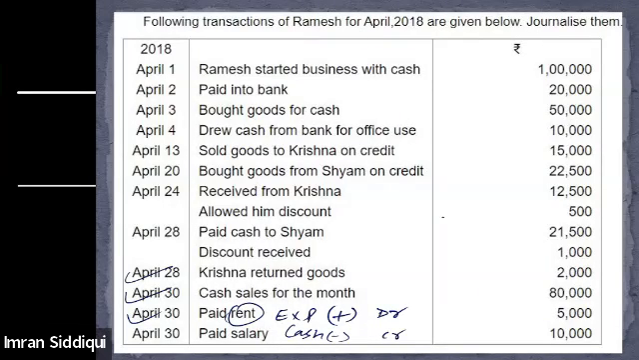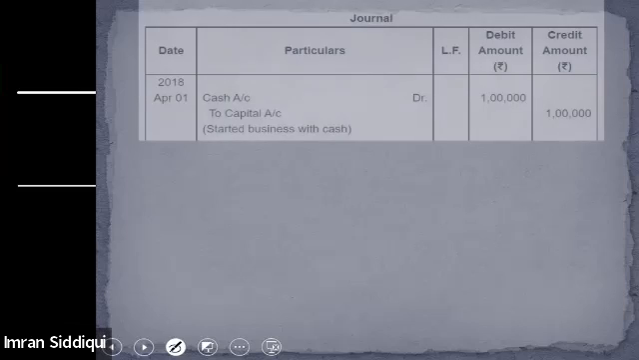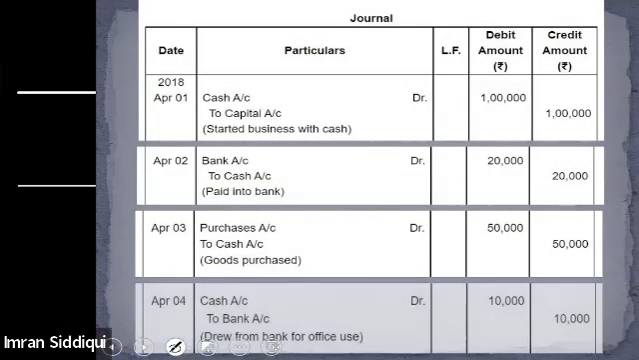If anybody wants to take a screenshot, I'm showing you the solution of this question. If anyone wants to take the screenshot, they can. So this is the solution for this question. First 4 transactions will be generalized like this, 1st of April till April 4.